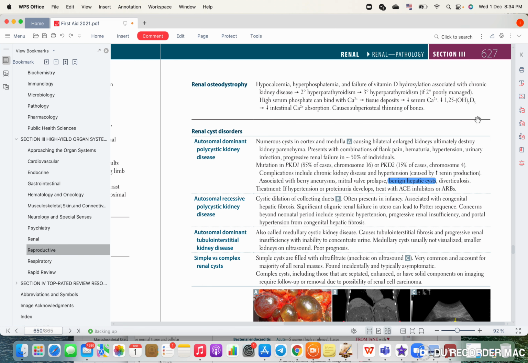and I have one more question. Can you tell me, please, where is the reabsorption of phosphorus happening? Sorry, secretion of phosphorus happening. PCT. Okay, renal cyst disorder.